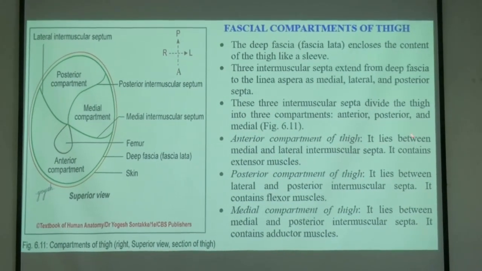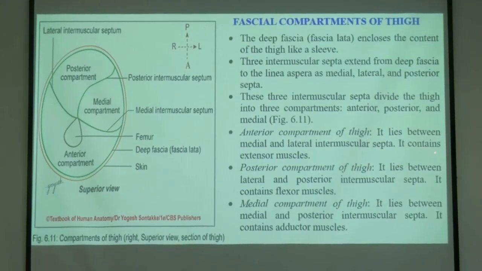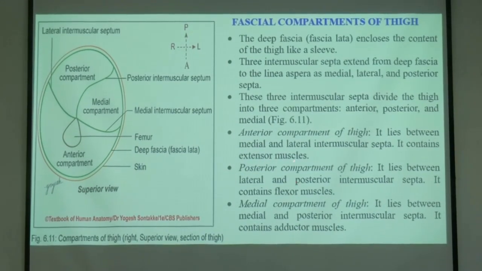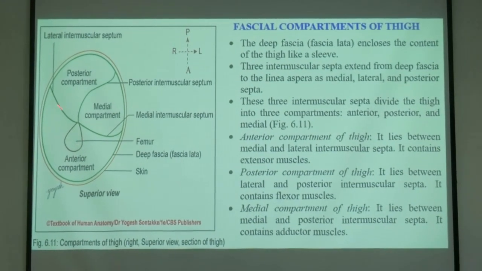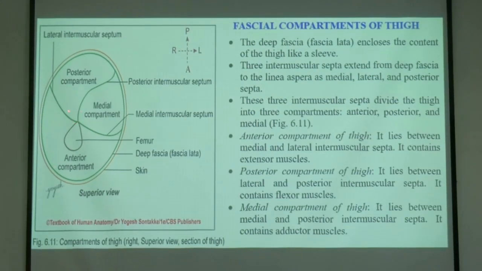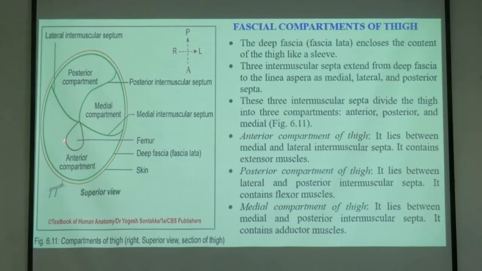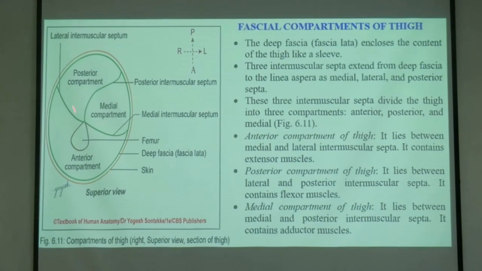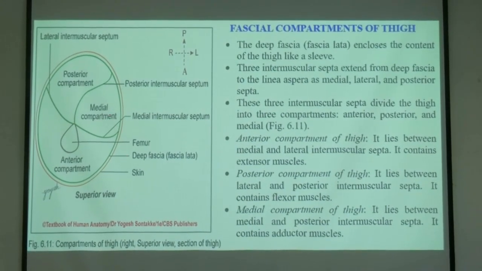Anterior compartment of thigh lies between the medial and lateral intermuscular septum, and it contains the extensor muscles. Here, see, this is a cross section through the thigh. Here is the femur. This is the posterior aspect. Here is the linea aspera. Here, 3 intermuscular septa are attaching: posterior, medial and lateral intermuscular septum, and this is the fascia lata, the green one. Outer to this is the skin. So these intermuscular septa divide the thigh into three compartments.